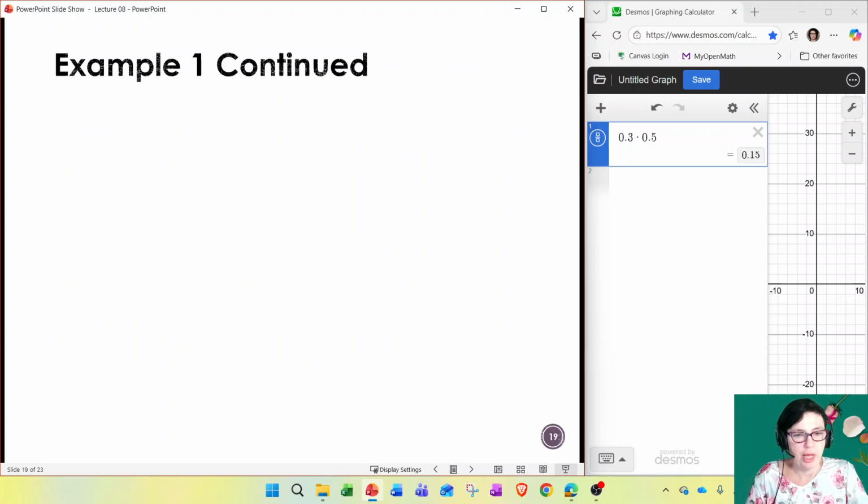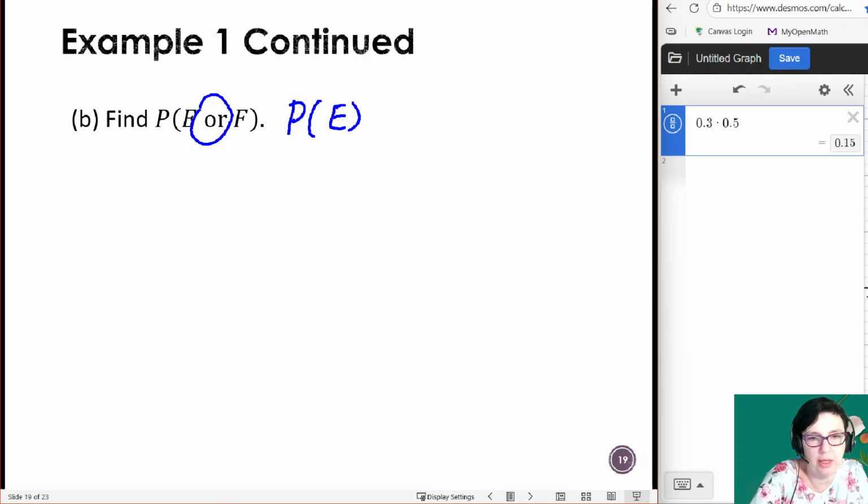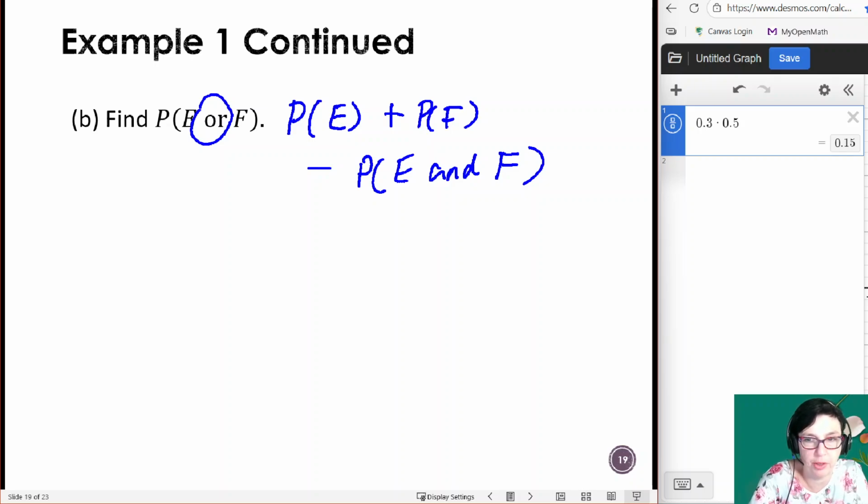All right, now suppose they ask us what's the probability of E or F. This is where you have to use what we call the additive rule. Anytime you see this "or," you're supposed to use the additive rule. So this is going to be the probability of E plus the probability of F minus the probability of E and F. This rule, by the way, works all the time, regardless of whether it's independent or not independent. It's a general rule.